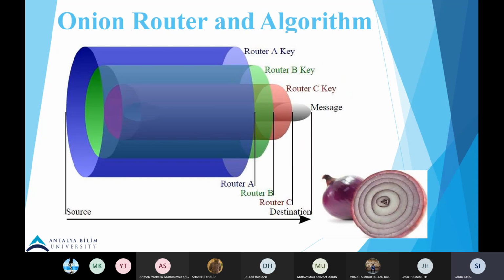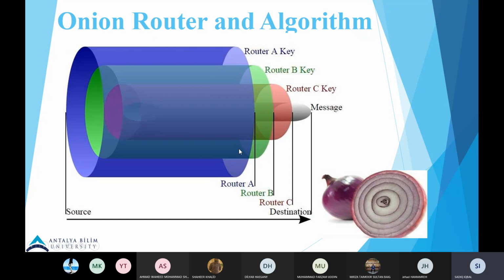So basically, this is the structure of the onion router. From the source, let's just assume you're using your laptop. If you're using TOR, the onion routing protocol, the structure is like this. There are many layers: router A, B, C, and the destination. For simplicity, for example, we have three routers: the blue, green, and the red. Router A, B, and C. All the three layers, layer A, B, and C, are encrypted.